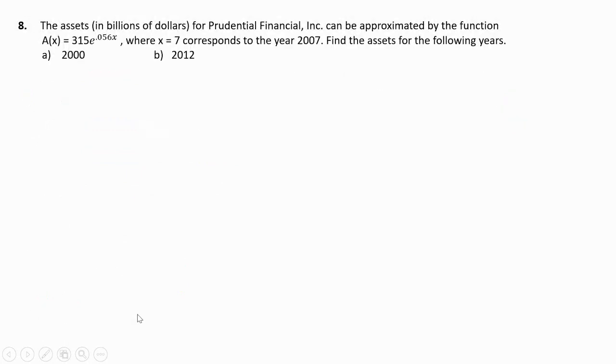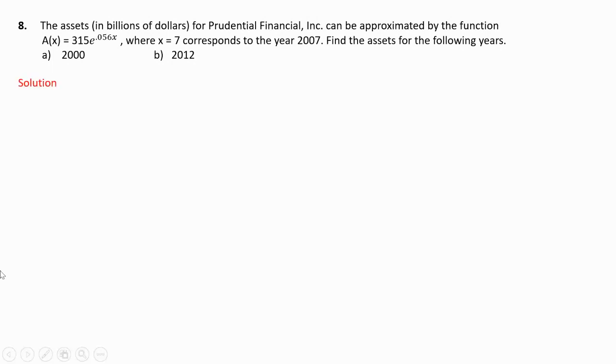So now number 8. How do we use exponential equations or functions in real life? This is an example. The assets in billions of dollars for Prudential Financial Incorporated can be approximated by the function A of x equals 315 e to the 0.05x, where x equals 7 corresponds to the year 2007. Find the assets for the following years, 2000 and 2012.